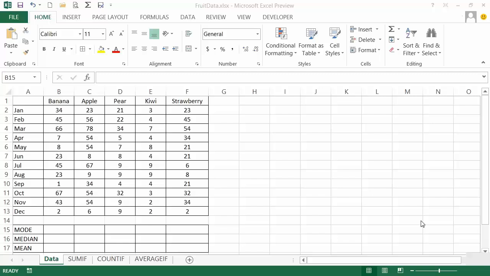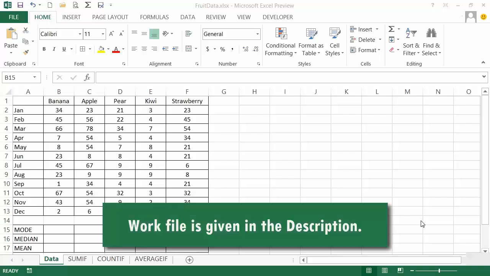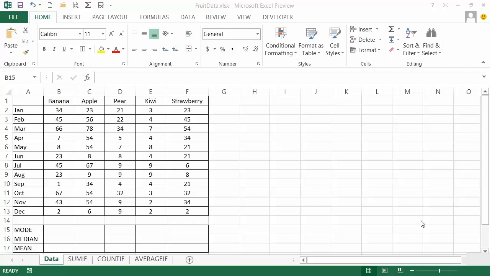Anybody remembering their school days will remember that for average, there are actually 3 different commands. Those 3 commands can all be achieved in Excel by use of 3 different functions, obviously. The 3 commands, as we know them in mathematical terms, are mode, median, and mean. The mode is the most frequently occurring value within a given range. So for our range here, if we are looking at bananas sold throughout the year, the most frequently occurring value in that range would be the mode.